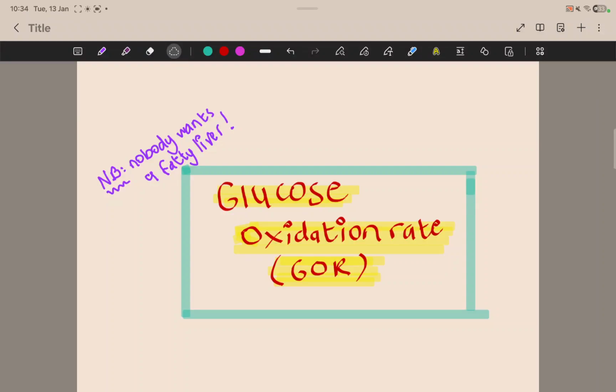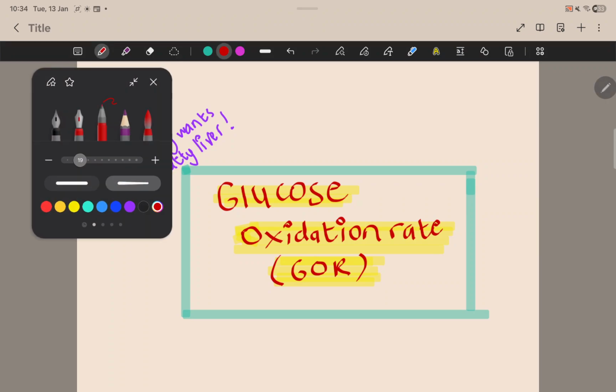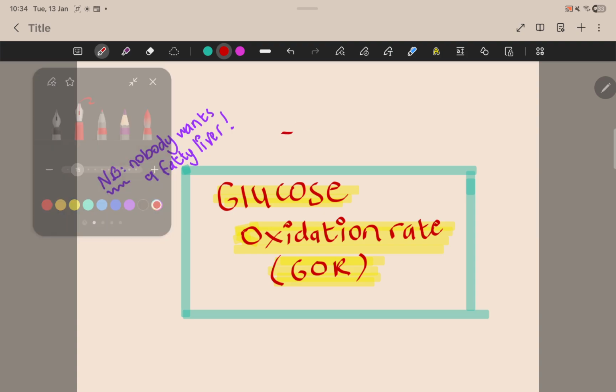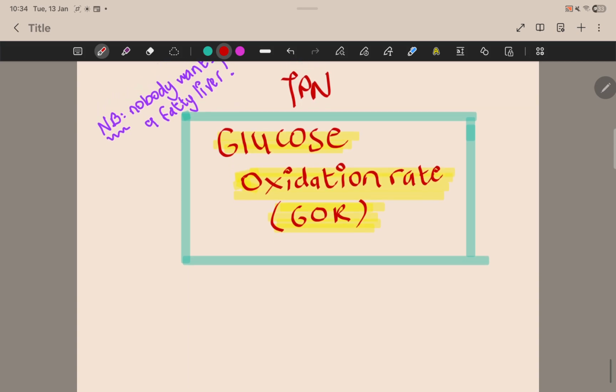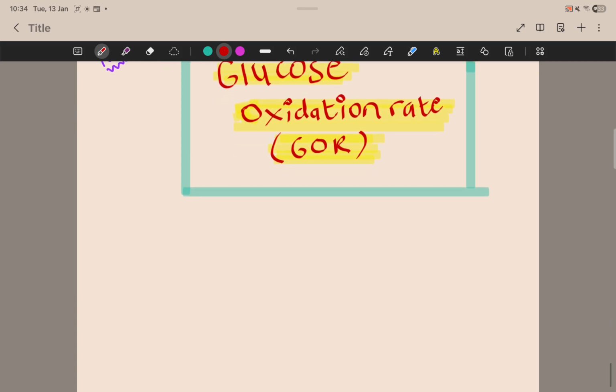Okay, hi everyone. Something that is super important for TPN specifically is glucose oxidation rate. Let's just write TPN. There are little bits and bobs that you need to know about or consider when you're calculating TPN, and one of them is the glucose oxidation rate. So what is glucose oxidation rate?